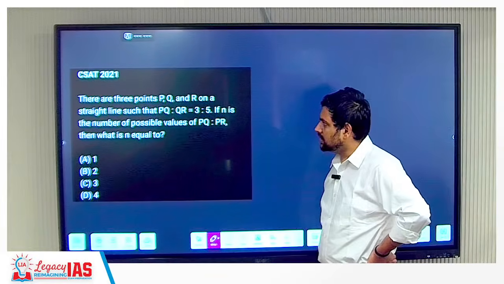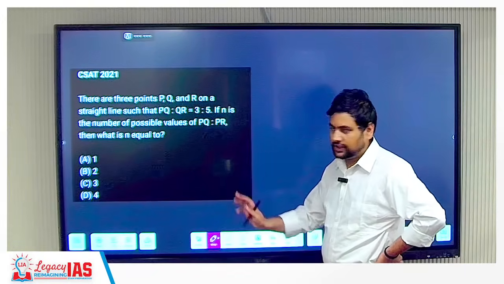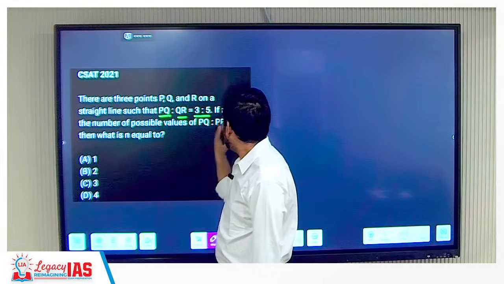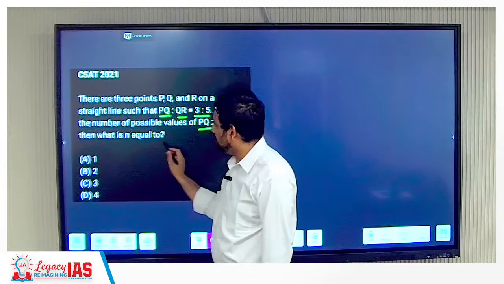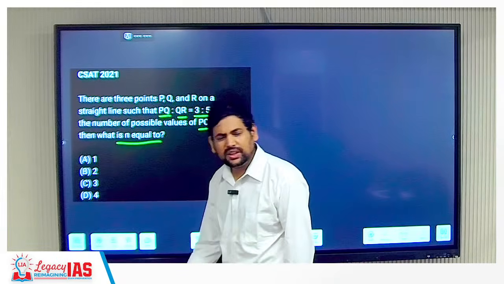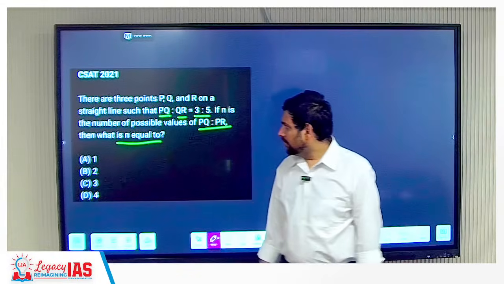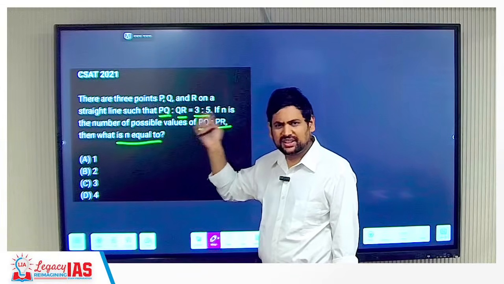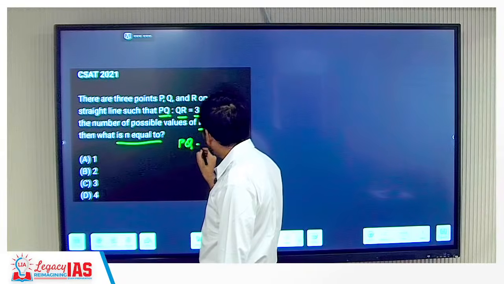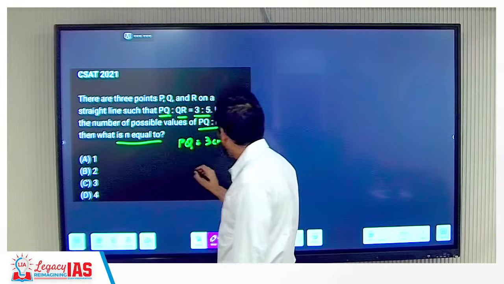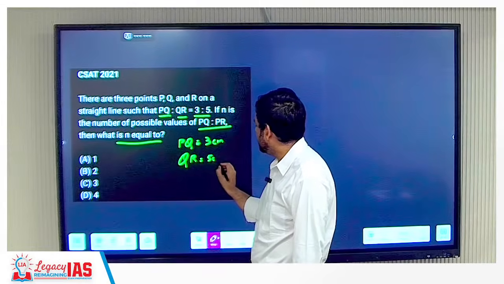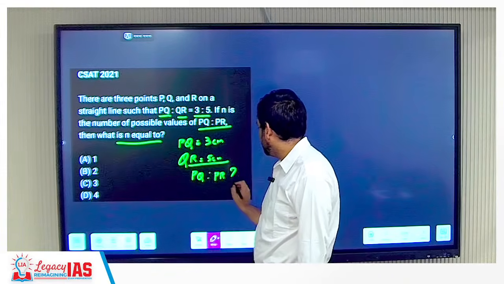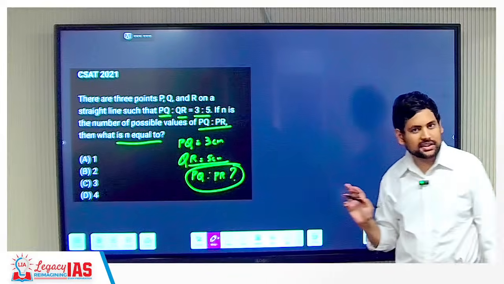Now there are 3 points P, Q and R on a straight line, such that PQ ratio QR is 3 ratio 5. If n is the number of possible values of PQ ratio PR, what is n equal to? That is, how many values of n are possible. Now see, if this is the ratio of their lengths, I can write 3x and 5x, and assume x is 1. So I can assume that the length of PQ is 3 centimeter and the length of QR is 5 centimeter. Then I need to tell PQ ratio PR will be what? I can assume this safely.